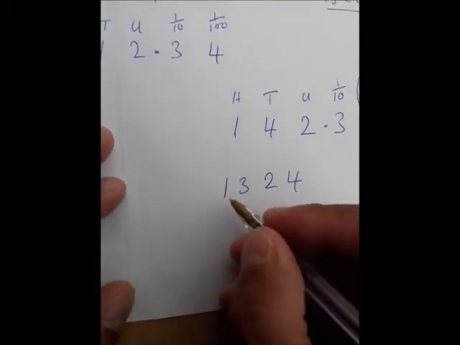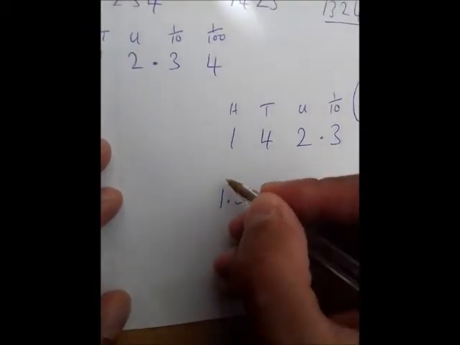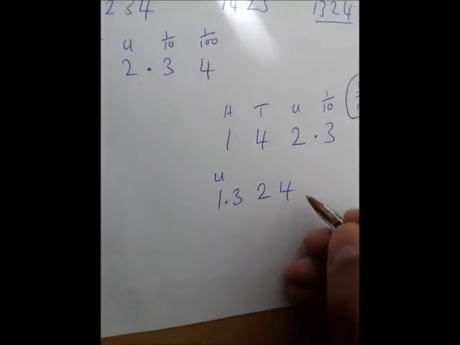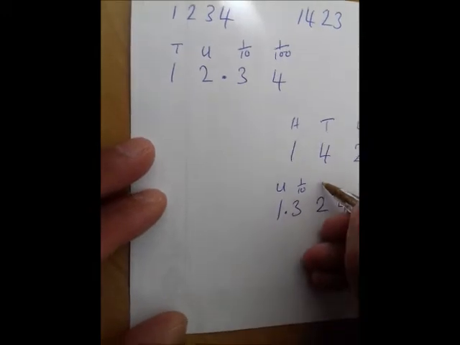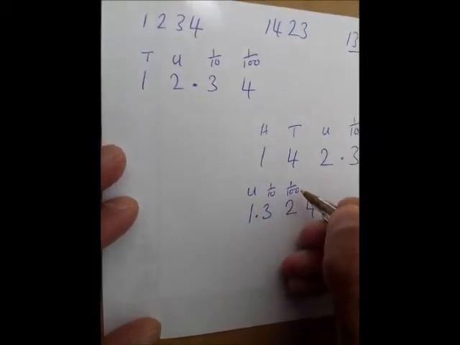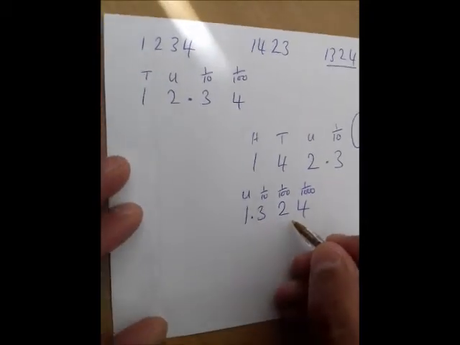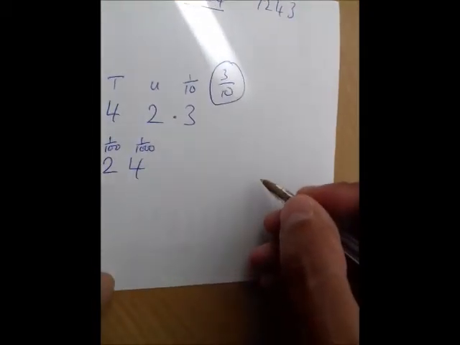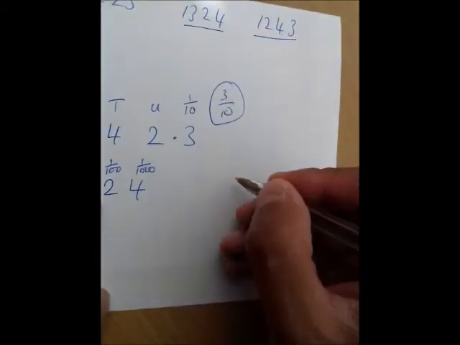The next one, if we look at this one, 1, 3, 2, 4. Again, if we want the 3 to be 3/10, the decimal point must go there. So this number would be 1 unit, 3/10, 2 hundredths, and 4 thousandths. So it's 1.324.